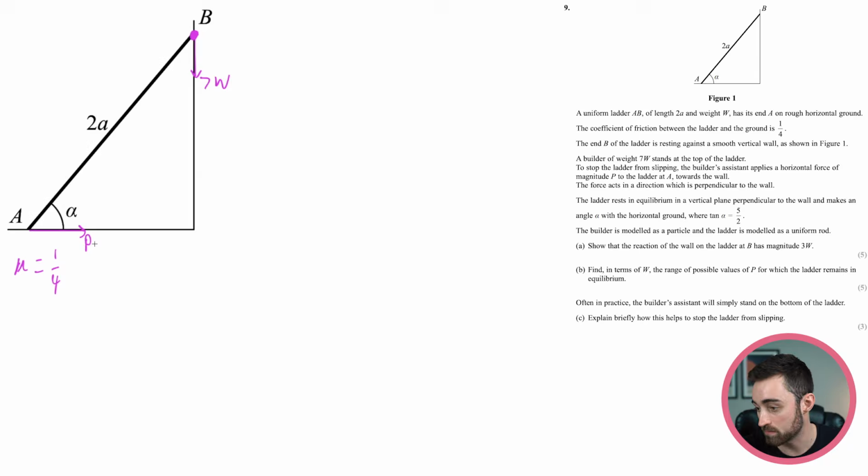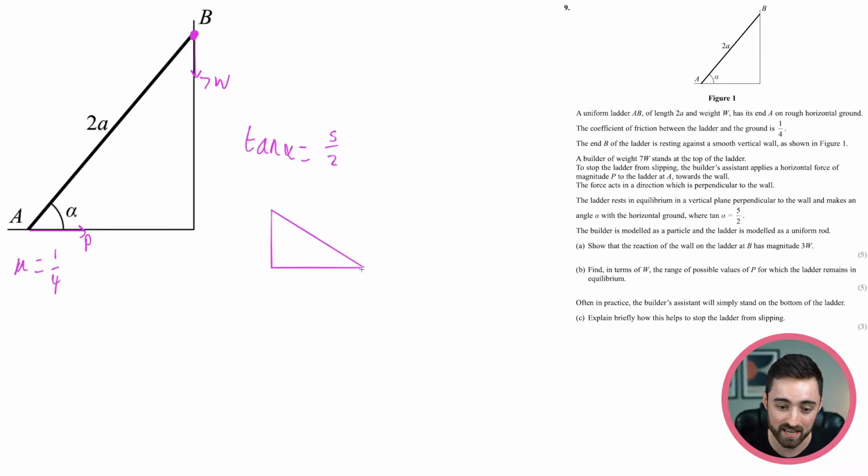The ladder rests in equilibrium in a vertical plane perpendicular to the wall and makes an angle alpha with the horizontal ground where tan alpha is 5 over 2, okay? We've seen this before, haven't we? Calculator's fallen over. We'll get it later, right? So tan alpha is 5 over 2. What does that mean for sine and cos? Well, you tell me, right? Because we did it a couple of questions ago, didn't we?